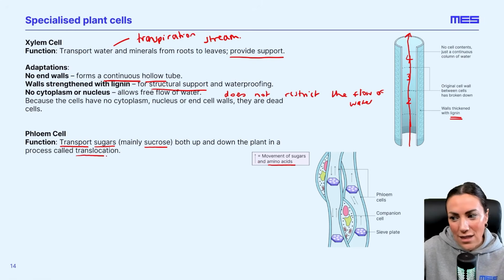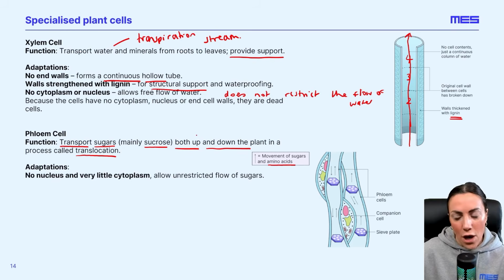And this process is known as translocation. But different to the transpiration stream, the phloem can transport sugars both up and down the plant. So the sugars can be transported in both directions in the phloem. So, just like the xylem cells, the cells that form the phloem vessels do not have a nucleus. Again, this is about making sure that the flow of sugar is not restricted. They have some cytoplasm, but very little cytoplasm, and it will be pushed to the edges of the cell. So that's going to help the sugar to flow or move in the phloem cells more easily without being restricted.